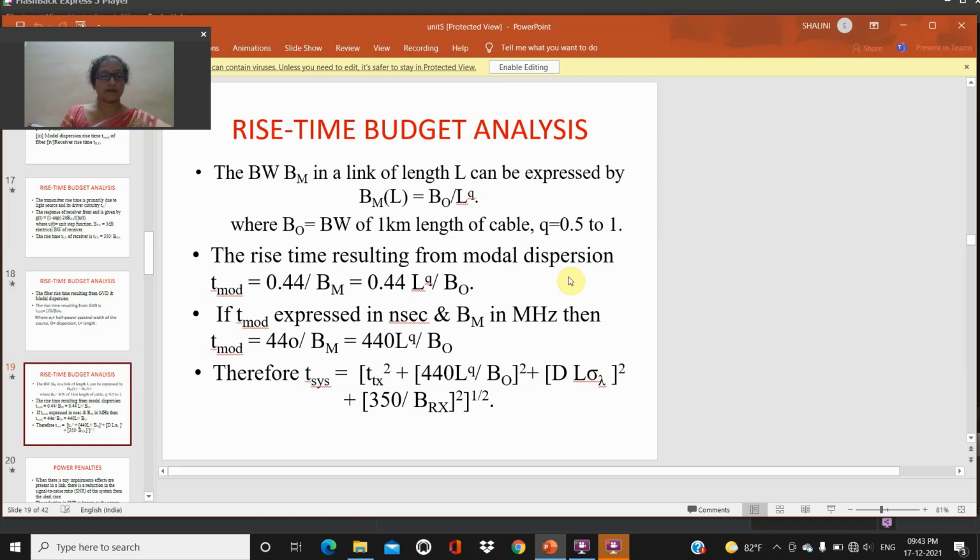Therefore, T system is equal to the square root of Tx squared plus (440 L^q by B naught) squared plus (D into L into sigma lambda) squared plus (350 by B rx) squared, whole power 1 by 2. See this rise time budget analysis: T system is the total time taken by the system.